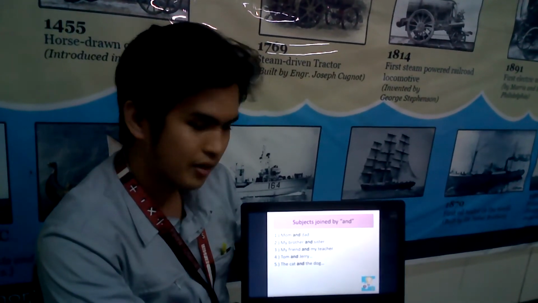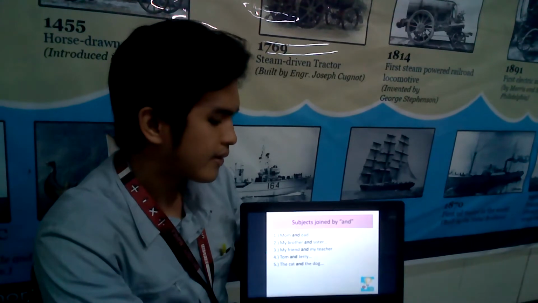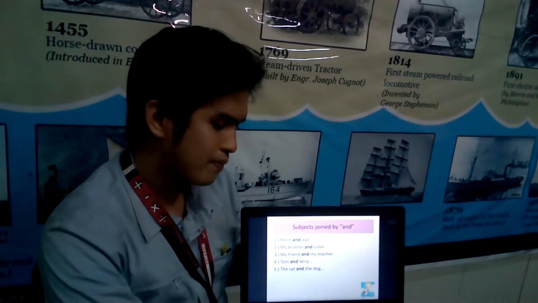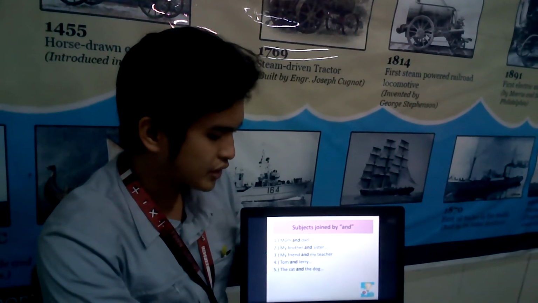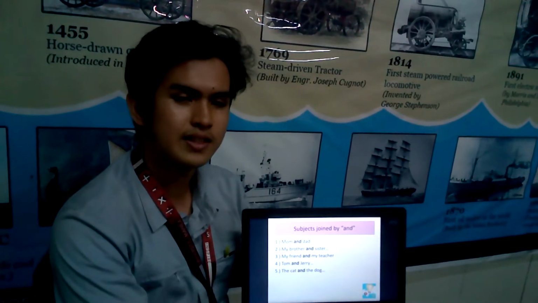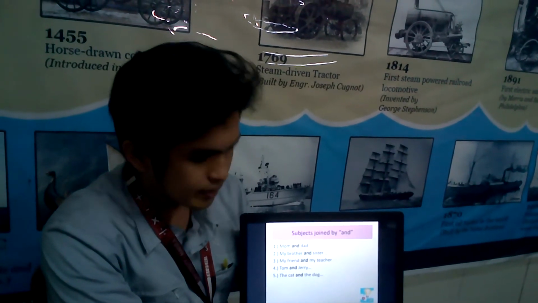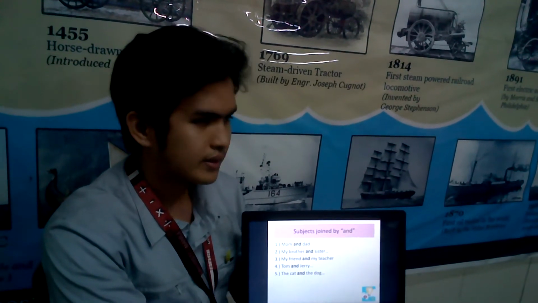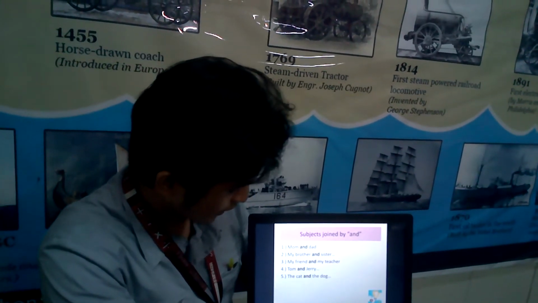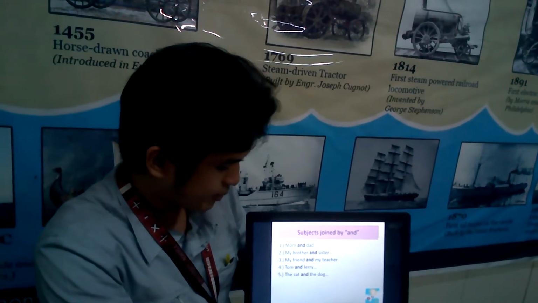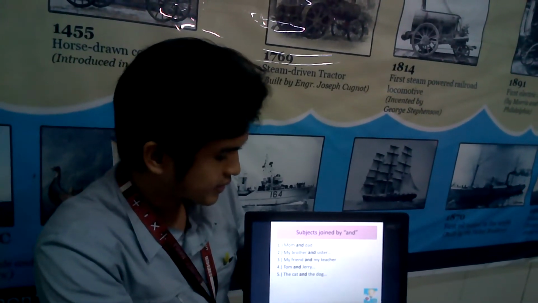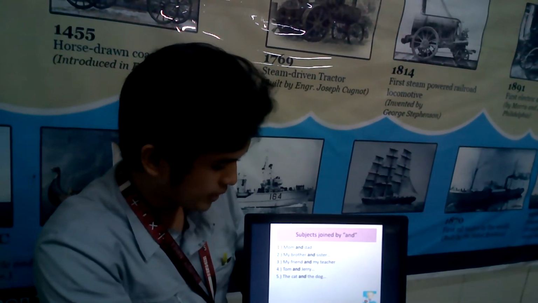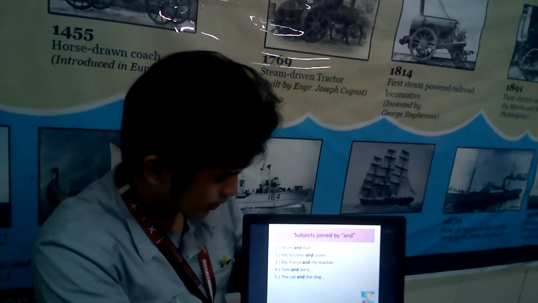In example number 2, my brother and sister. Again, it is joined by the conjunction "and." Since they are joined by the conjunction "and," it means my brother and my sister, so they are both the same subject. For example number 3, my friend and my teacher, again joined by "and." Then Tom and Jerry, and the cat and the dog.